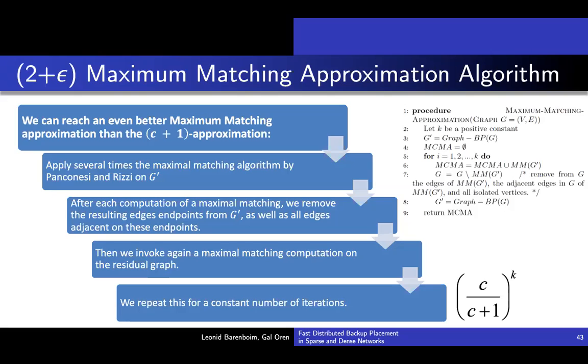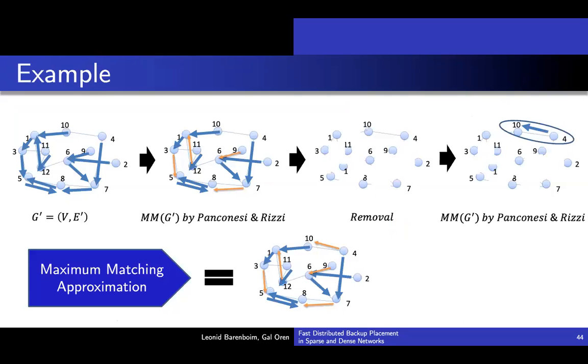Now we show an example of this algorithm. It might sound too complicated, but in practice it's simple. The graph with the blue selections on the left is G', as we previously showed. Next, we perform the maximal matching algorithm by Censor-Hillel, marked in orange. Next, we remove the resulting edges' endpoints from G', as well as all edges adjacent to these endpoints. We repeat those actions till no vertices are left. And as we can see, we finally got a maximum matching approximation.